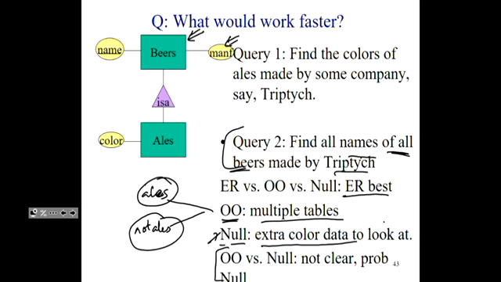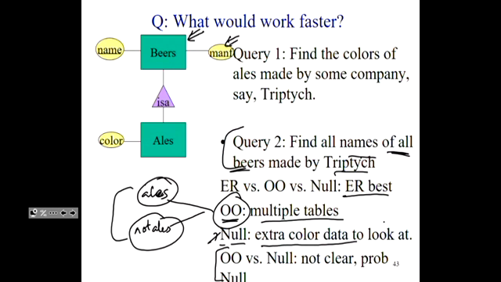Between the object-oriented and the null approach, again, this is not clear. This depends on what data you have and how you're actually executing these queries. But probably in this case, the null-valued approach would work better, because the object-oriented approach is essentially going to be looking at the same amount of information as the null-valued approach, but the null-valued approach has it all in one relation. Okay, any other questions about this?